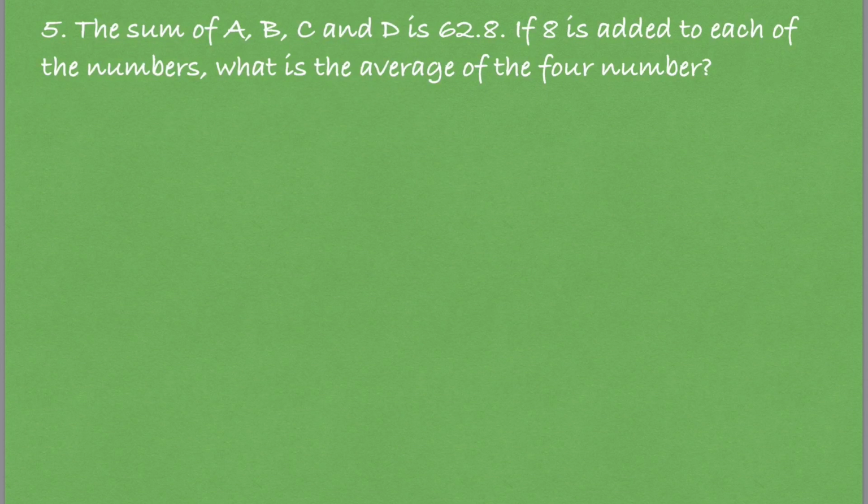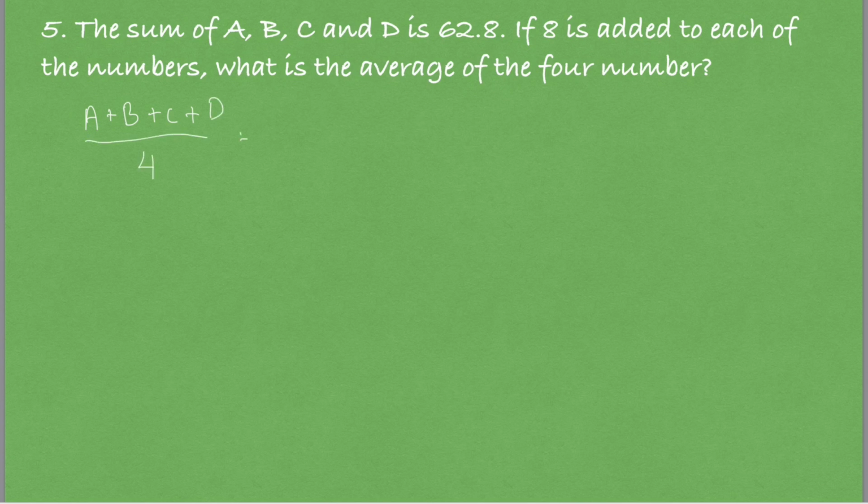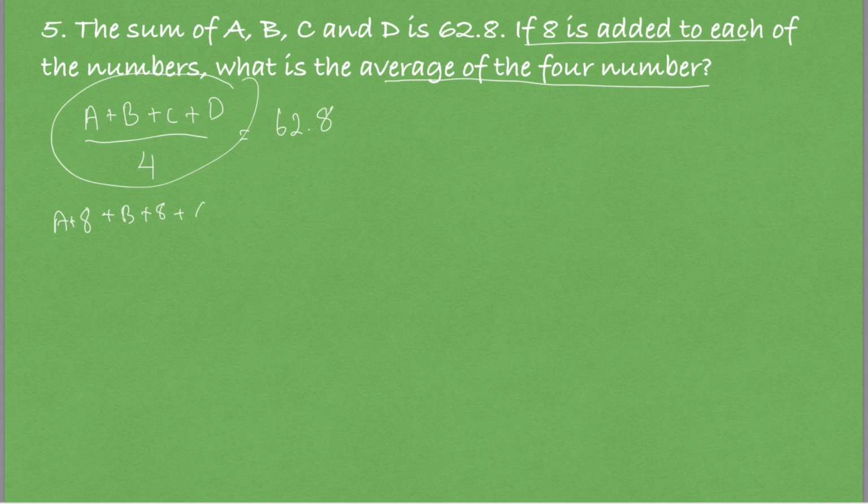And the last question. The average of A, B, C, D is 62.8, which means A plus B plus C plus D divided by 4 equals 62.8. If 8 is added to each number, what is the average of the 4 numbers? It means that from this side of the equation we are going to add 8 to each: A plus 8 plus B plus 8 plus C plus 8 plus D plus 8, out of 4 again.